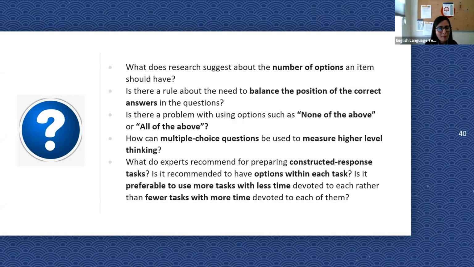What do experts recommend for preparing constructed response tasks? Options, can we have options within each task? And like I said in the beginning of this webinar, there is a lot of research in educational measurement. A lot of experts don't seem to get into a consensus for some of these, but there is some consensus for others. So these were the ones that we're going to be focusing on.